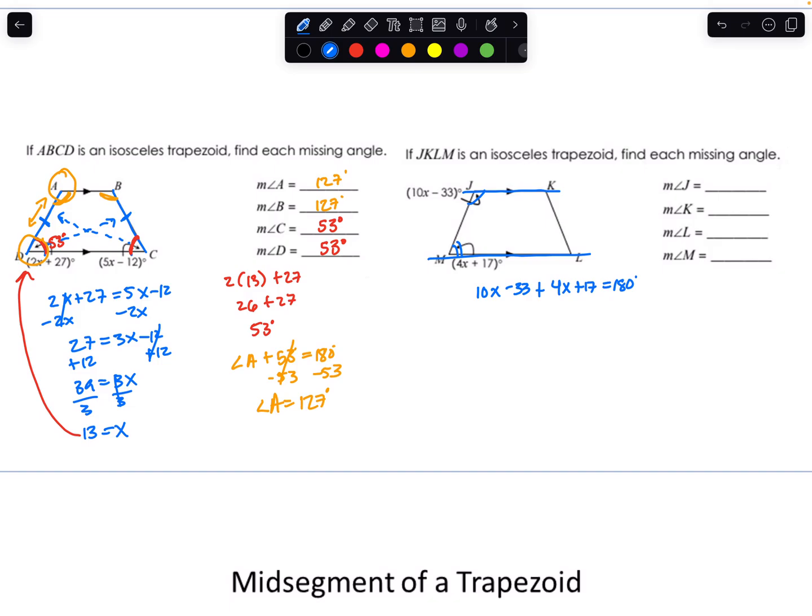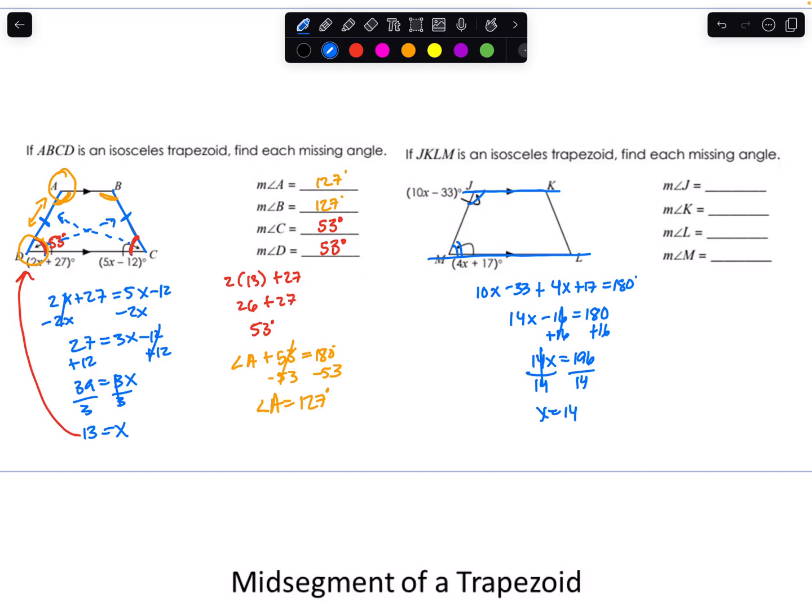And now that I have my equation, I can solve. When I combine the x's, I get 14x. When I combine the other numbers, I'm going to be left with 16. 33 minus 17 is 16. Now when I move the 16 over, 14x equals 196. Dividing both sides by 14, I get 14.